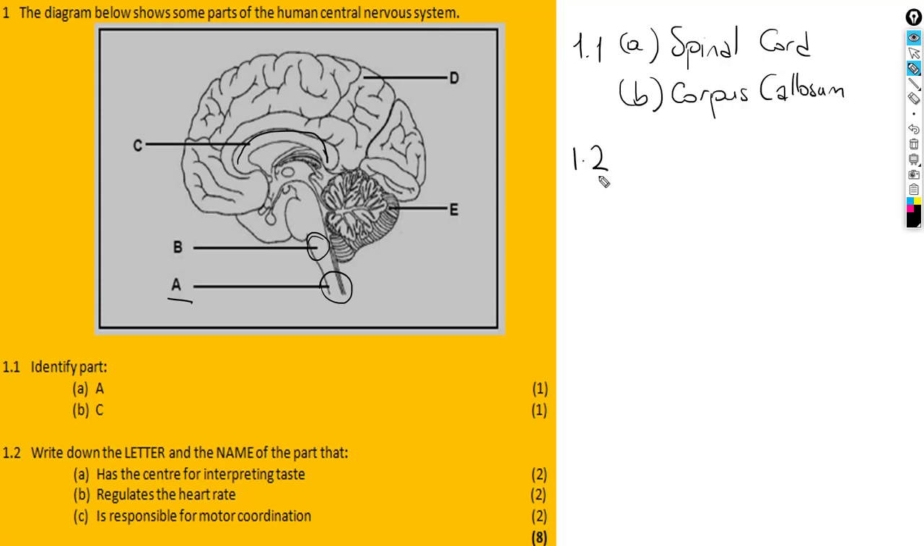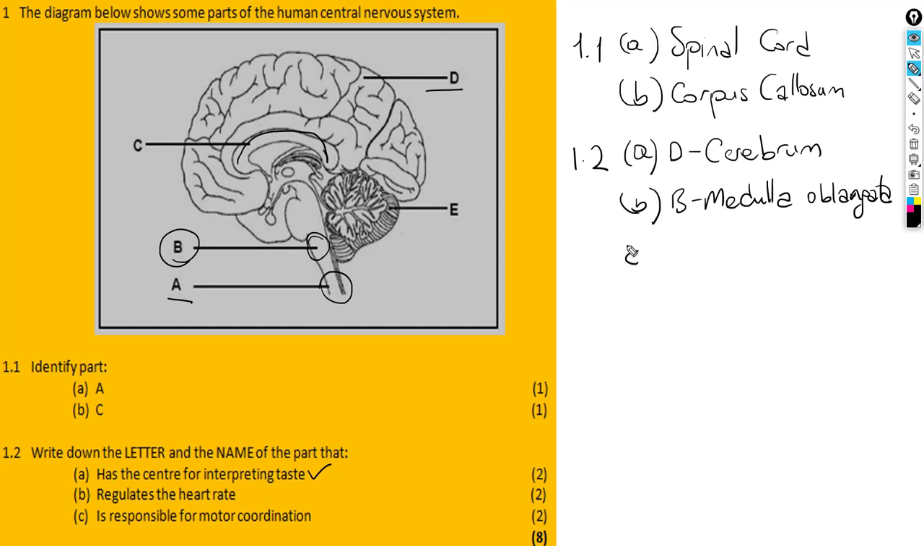And 1.2 says write down the letter and the name of the part that has the center for interpreting taste. So that's going to be D, cerebrum. Now B asks for the part regulating the heart rate. Heart rate is an involuntary muscle activity and that is controlled by B, the medulla oblongata. And C is asking for the part which is responsible for motor coordination. And we said the motor coordination is controlled by the cerebellum, which is E. So these are the answers for this question.